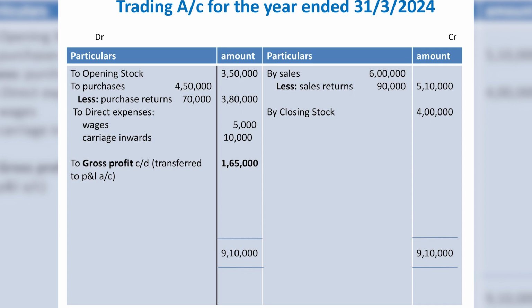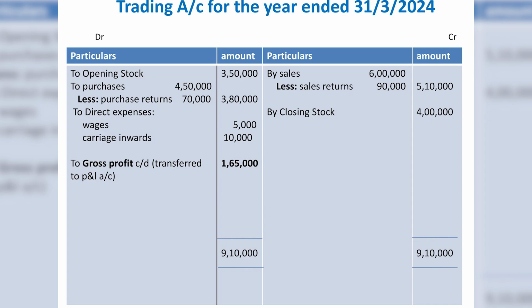Stock of goods on 1/4/2023, meaning 1/4/2023 is the opening date. The opening date stock is rupees 3,50,000. It is nothing but opening stock. So, where do we have to treat the opening stock? On the debit side. Next one, stock of goods on 31st/3/2024, rupees 4 lakh. This adjustment is on the closing date. Closing stock should be treated on the credit side of the trading account.